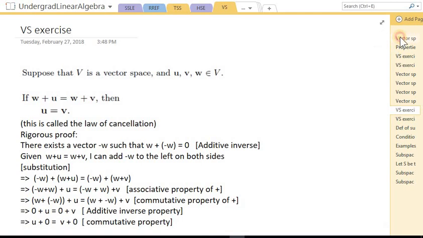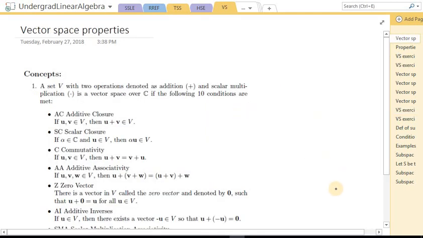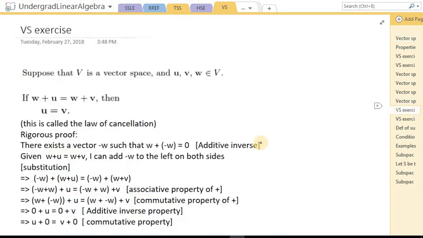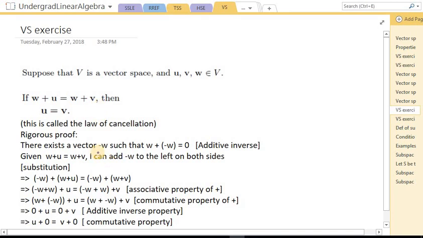If you go back here, you'll find that any vector has an additive inverse that we call negative, right? So if we have a vector U, we have a vector minus U that cancels it. If we have a vector W, we have a vector minus W that cancels it. So we should be able to cancel the W on both sides by adding minus W to both sides. So first of all, you need to cite that property.